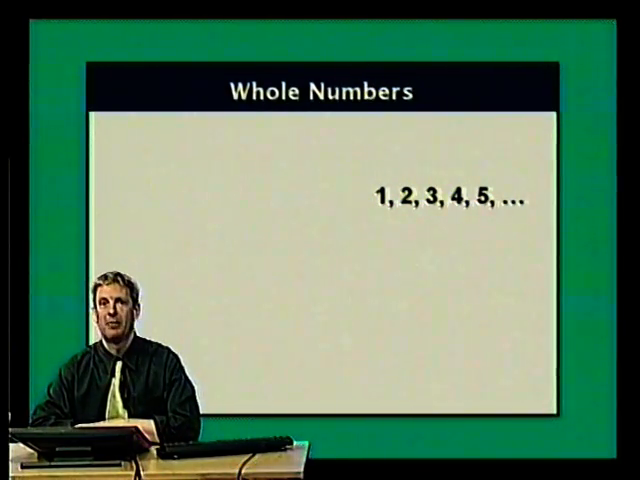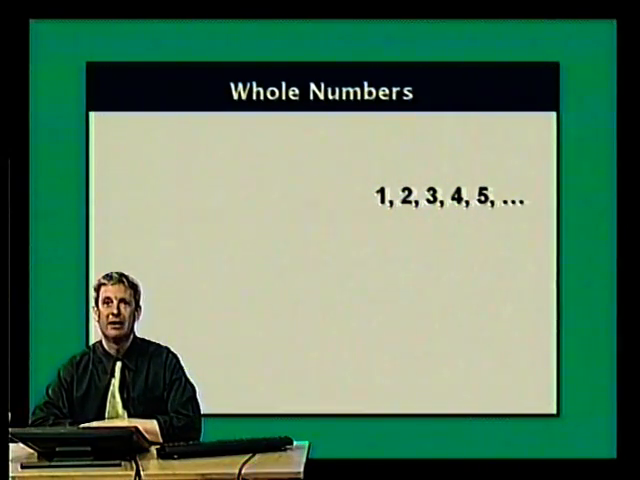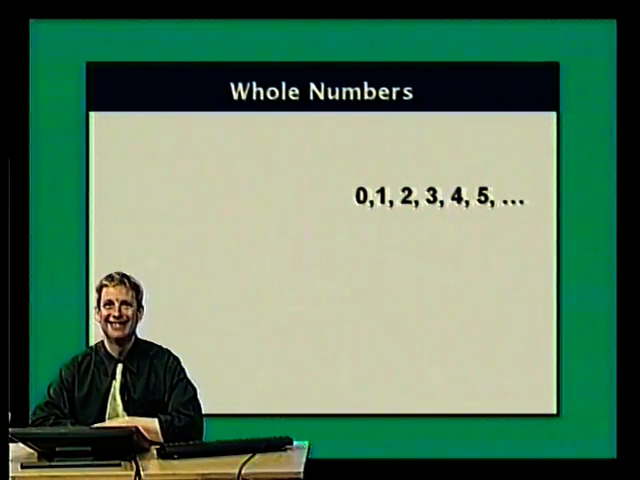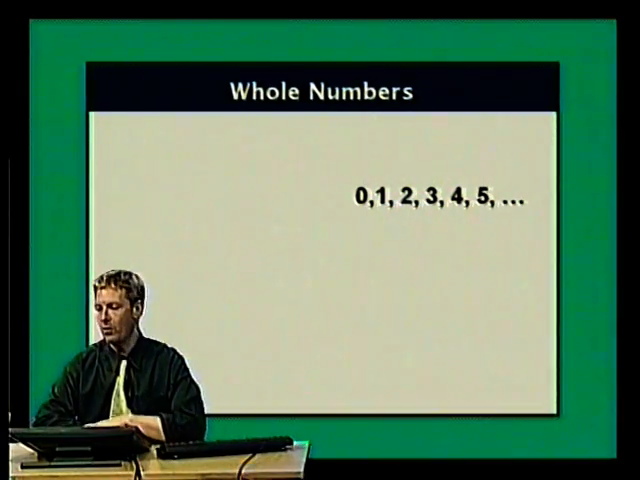Then there's a set of numbers called the whole numbers. The whole numbers include all of the natural numbers, and they include the number with the hole, that would be 0. The only number that's a whole number that's not also a natural number is the number 0.